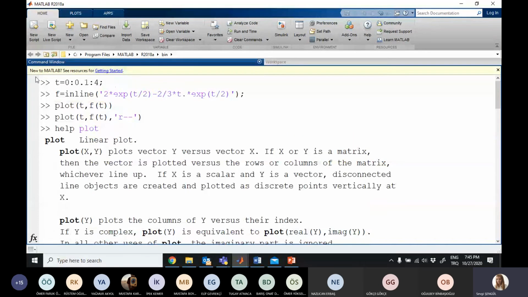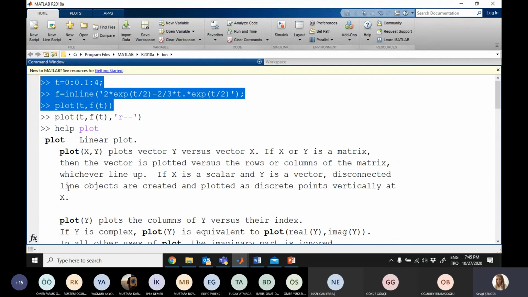This is just for if you want to see your solution by typing these 3 lines, you can see your solution easily in MATLAB or Octave or whatever MATLAB-like program you use. Okay.